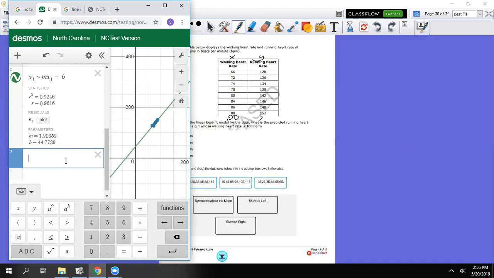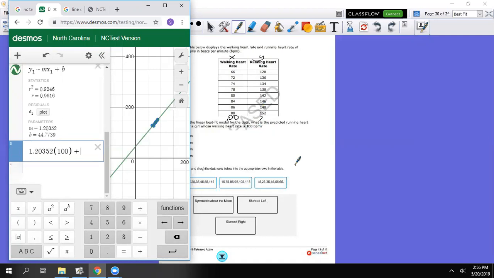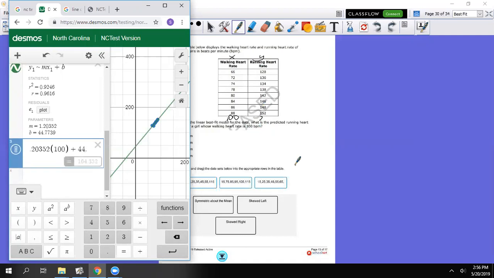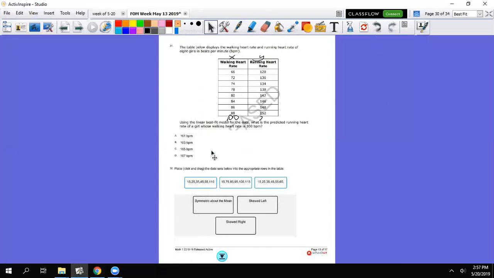What would y be? Let's go ahead and figure that out. If I have slope m 1.20, just for accuracy, I'm going to type it all in, but you could have absolutely rounded that to just 2 places. That's okay. So 1.20352 times the rate it gave me of 100. Make sure you use your parentheses to close that back up, plus 44.7739, okay? And looking at the value that's been calculated, that's 165.1259.